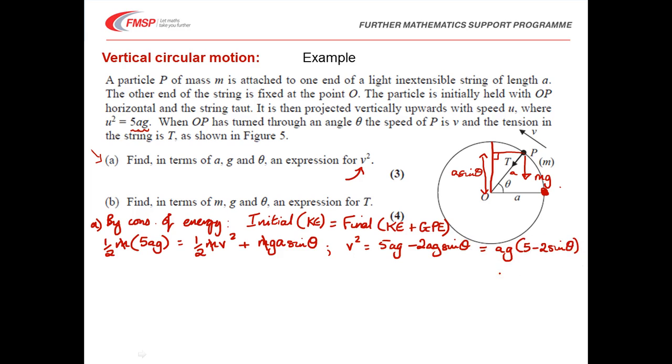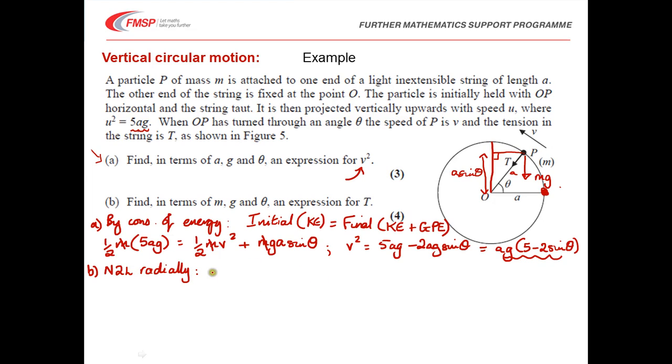You don't have to factorise it for the marks, but as I say, I'm just a bit of a show off with these things. So that's my expression for v squared. For part B then, I mentioned that we've only got two techniques, so we're going to use our second technique here, Newton's second law in the radial direction.